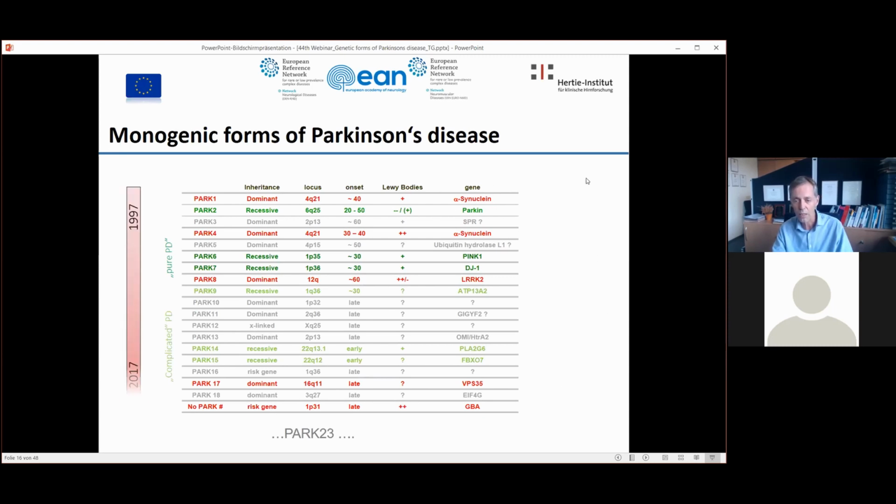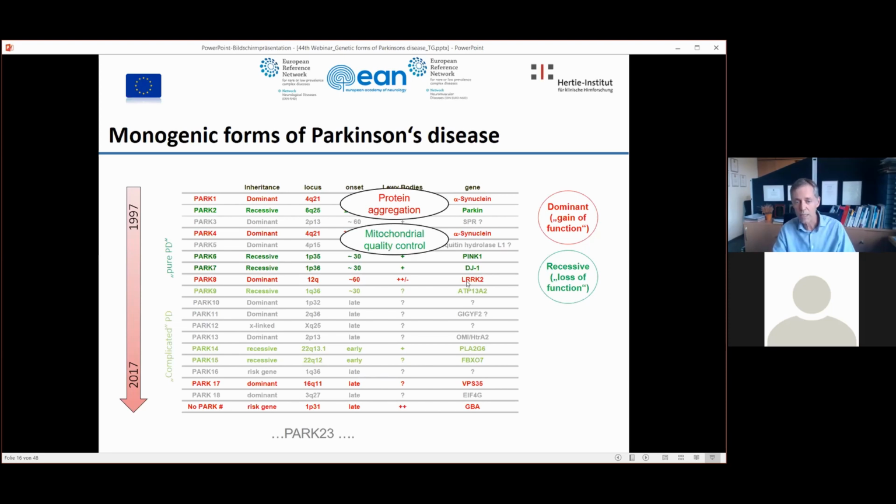The red ones are the ones that are autosomal dominant. We call that gain of function. The green ones are autosomal recessive. We call that loss of function. And they affect different cellular pathways. The alpha-synuclein is apparently related to protein aggregation. The green ones, as you will see later, are related to the mitochondria, to mitochondrial quality control.